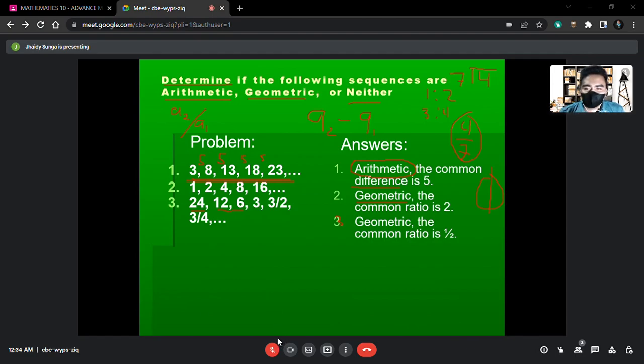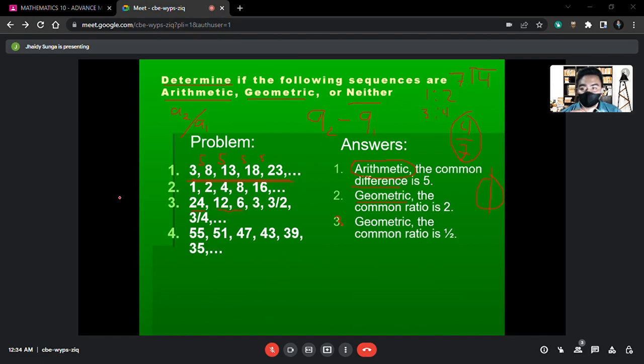We have the fourth given. We have 55, 51, 47, 43, 39, and 35. So what did we see?